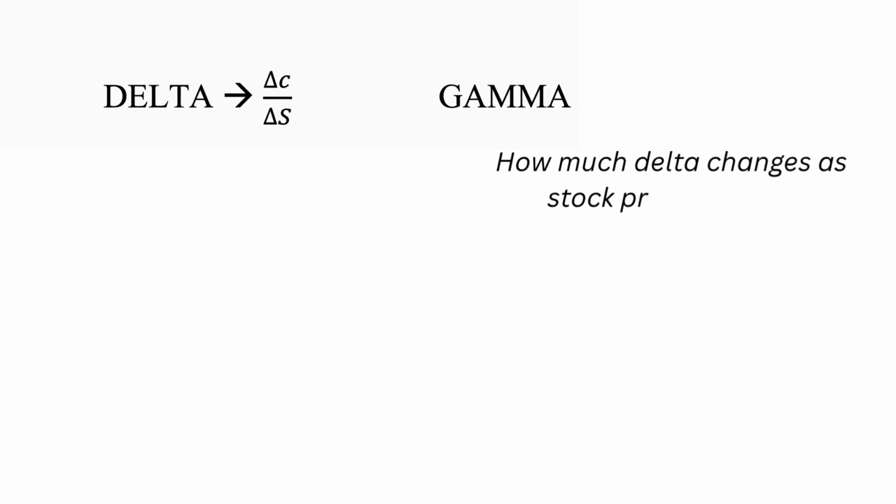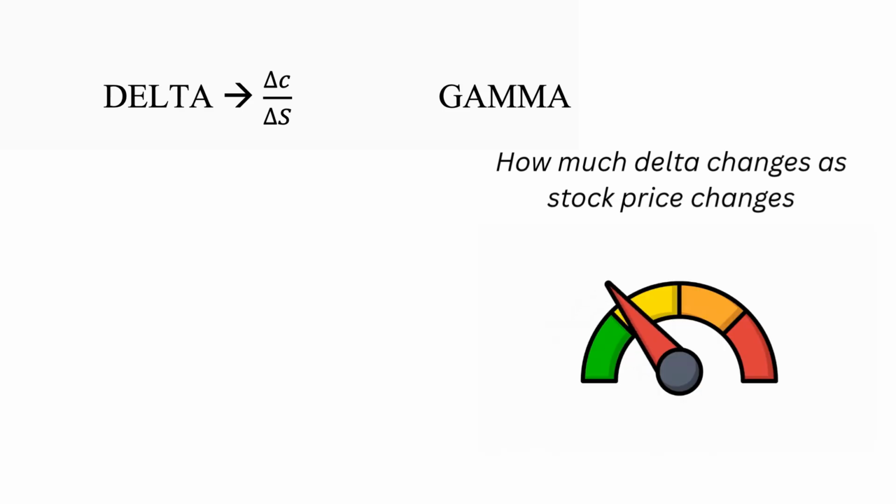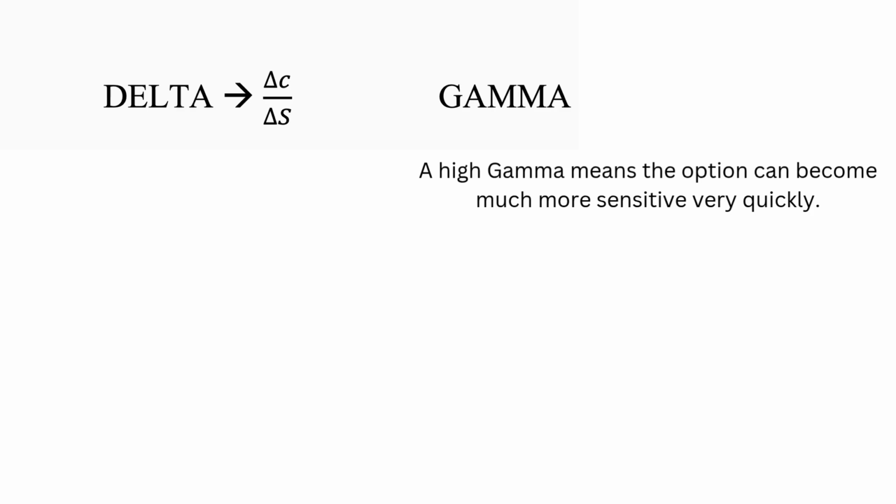Gamma, how delta changes. Delta itself can change. Gamma tells us how quickly the Greek delta changes when the stock price moves. It's like a speedometer. It considers how the speed changes as the stock price changes. And in calculus terms, it is the second derivative of the call price relative to the stock price. A high gamma means the option can become more sensitive very quickly. Think of gamma as the speedometer for delta, and you can think of it as a change in the option delta over the change in the stock price. So gamma can be referenced as delta of the delta all over delta of the stock price.